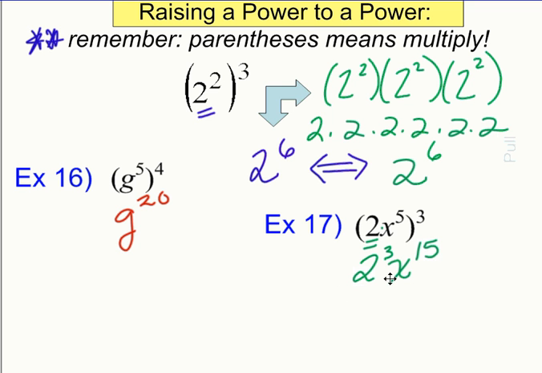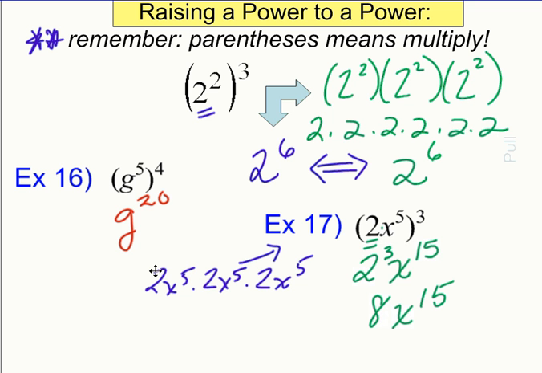We know that 2 to the third power we have to reduce. 2 times 2 times 2, which is 8. So our final answer is 8x to the 15th. If you don't believe me about this, think about this for a second. This is saying we have 2x to the 5th 3 times. 2x to the 5th times 2x to the 5th times 2x to the 5th. We can see those 3 2's there, can't we? 2 times 2 times 2, there's our 8. 5x's, 5x's, 5x's, altogether 15x's.